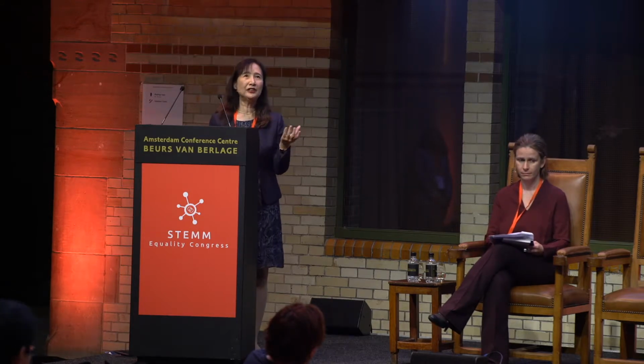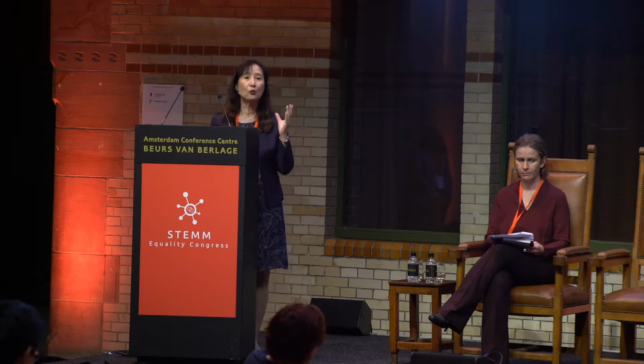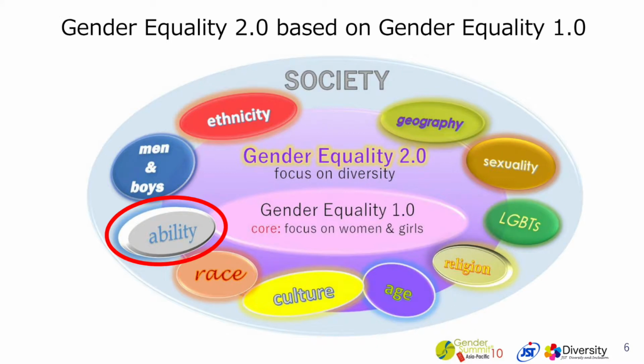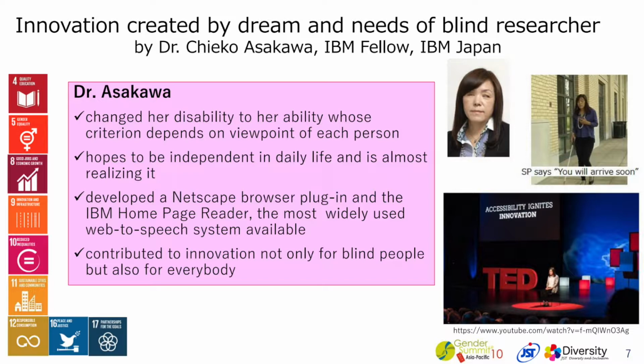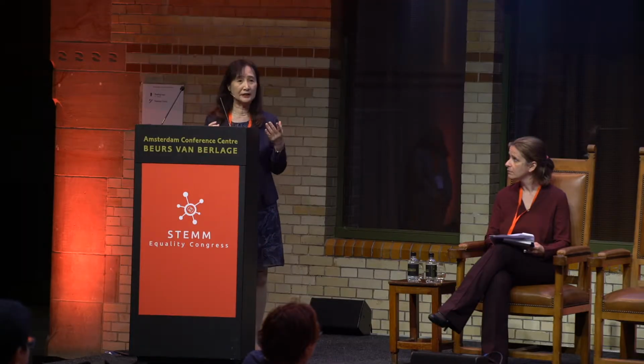So in order to clarify the relation among these factors, I'd like to show you each relation with gender equality. So first is ability. I'd like to show you Dr. Chieko Asakawa. She's an IBM Fellow in the United States. She is a Japanese woman. She's completely blind because she had an accident at the swimming pool when she was an elementary school student. And she has a lot of disability, but she changed her disability to her ability.